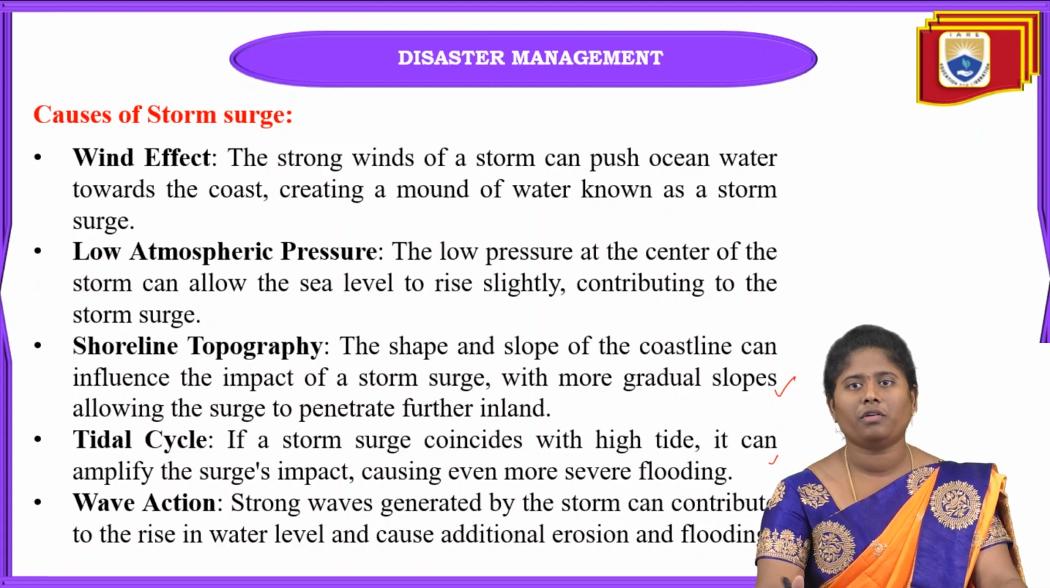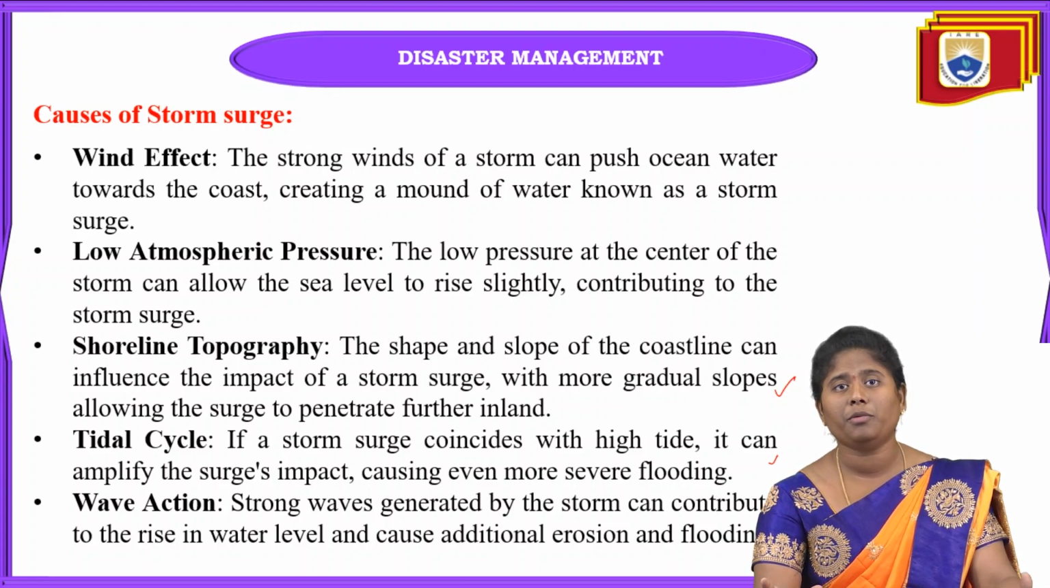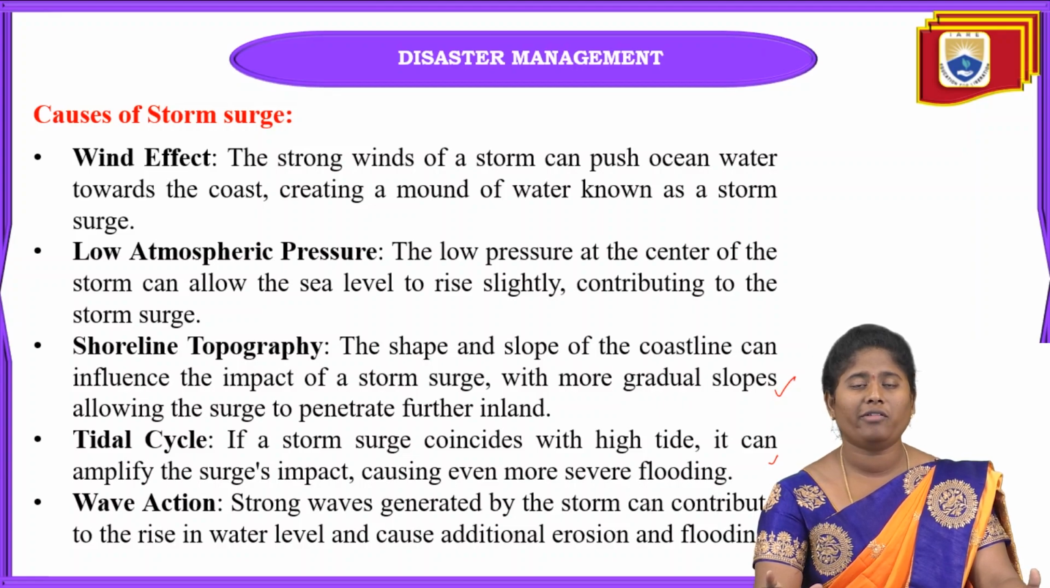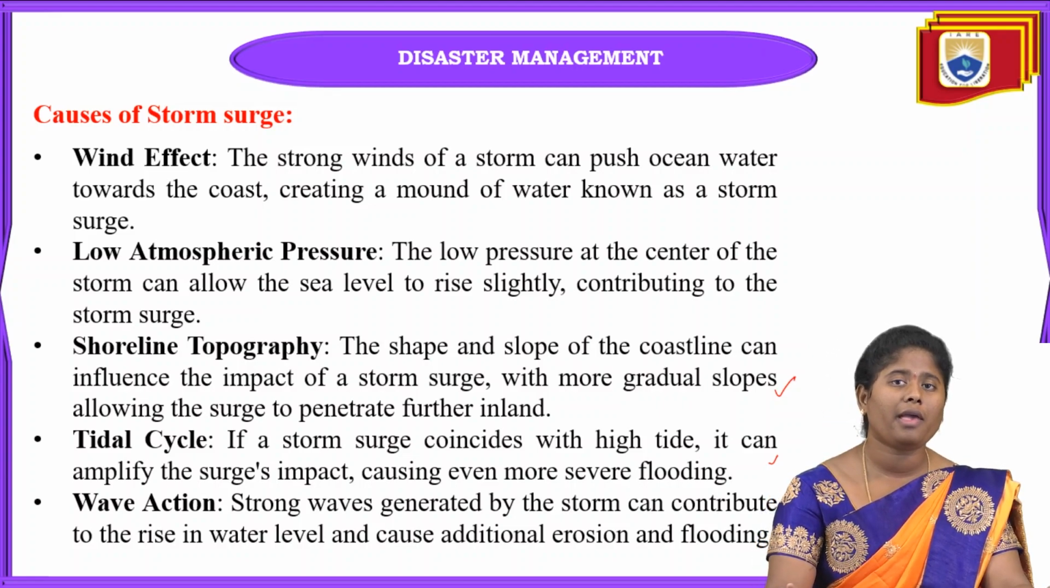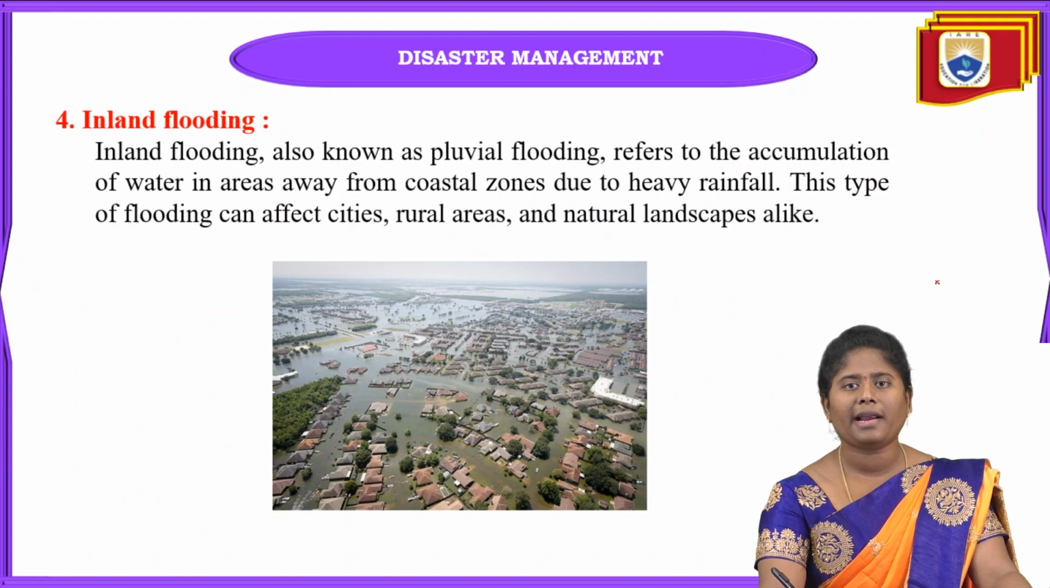The next one is wave action. Strong waves can be generated by the storms. This contributes to the rise of the water level, and it can cause erosion and also flooding. Coming to the next one, that is inland flooding.